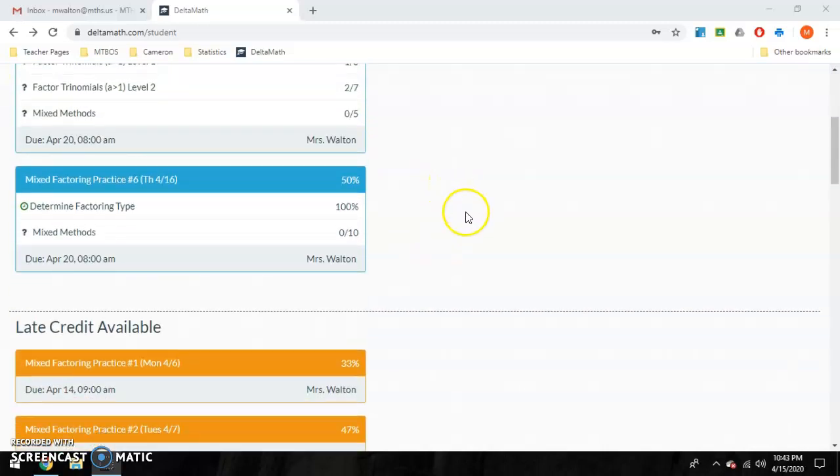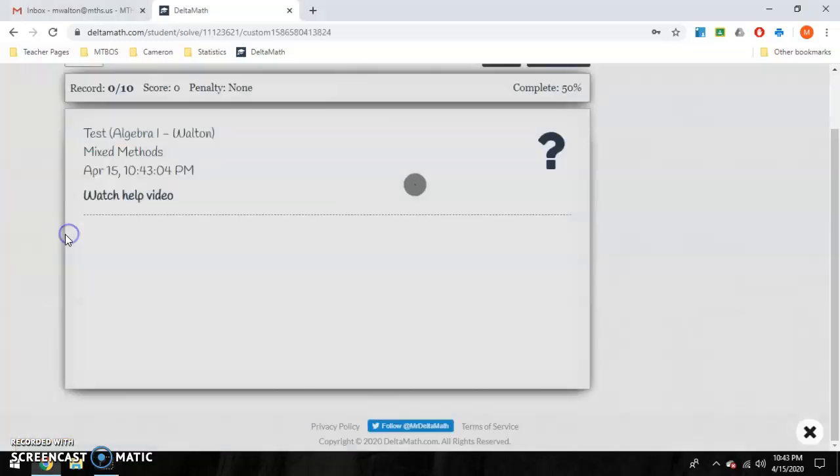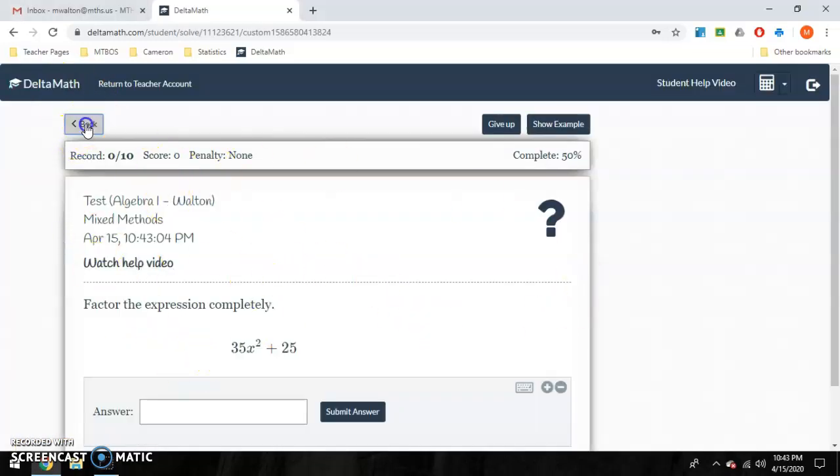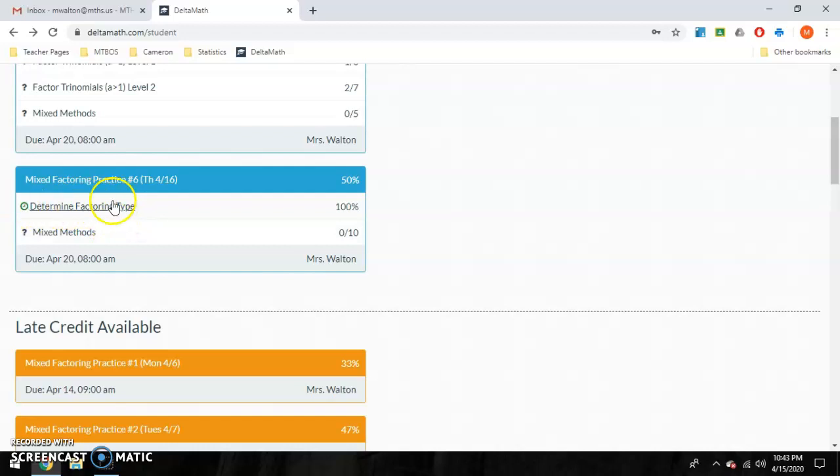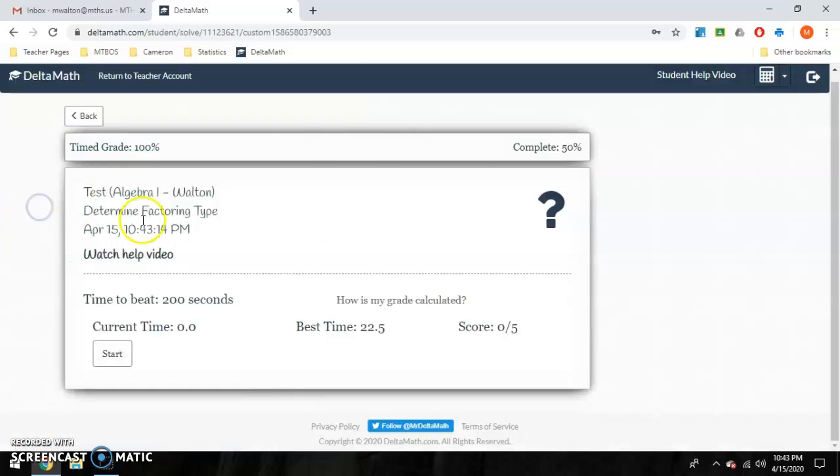There are two parts to this. We have our mixed methods, which is just what we've been doing in the past. And then we also have our determining factoring type. Now, the determining factoring type is timed. However, I don't want you to panic over the time. You have 200 seconds to do 5 problems. I made it this way so that you have plenty of time to think. If you're somebody who gets anxious by the time, I encourage you to put a post-it note over that timer, and that will help you out. But really, there's no math involved in it. It's just recognizing your strategy and choosing it from there.